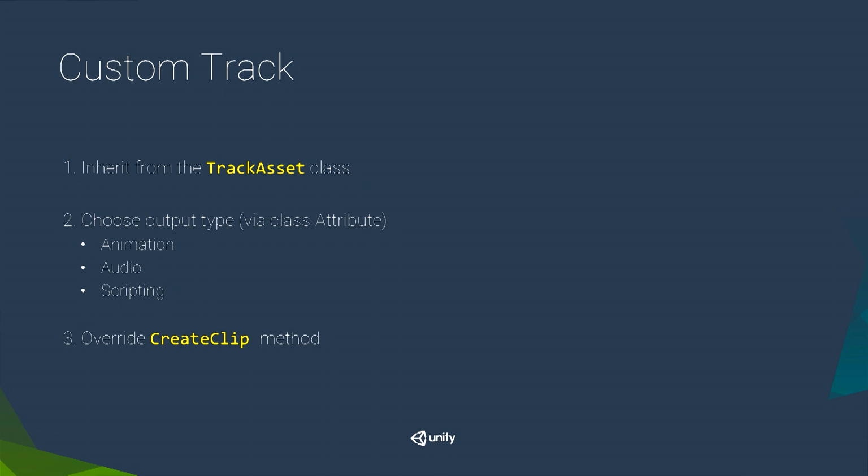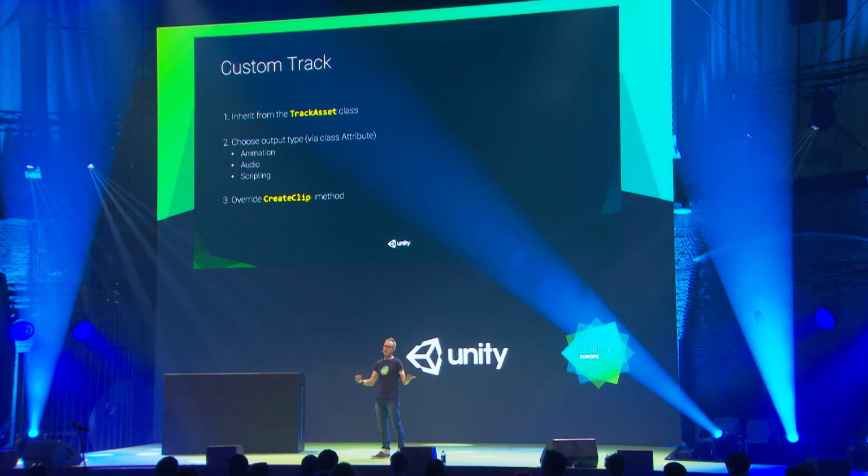The other API is the custom track. Custom tracks are used to accept custom clips, but a custom track can also be used to blend stuff together, like we just saw with the animations. But this is maybe on a more advanced level.